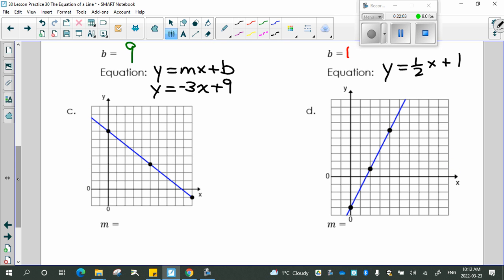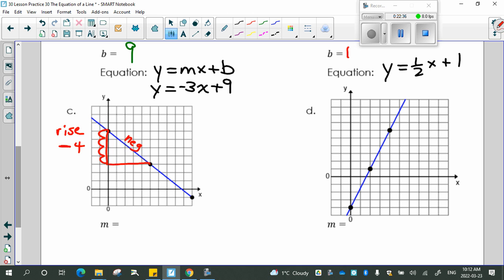Okay, so we have to figure out the slope. I'd be drawing a right triangle, probably, since this is by ones. So I'd be going over here and here and realizing it's a negative slope. Then I'd be counting out my rise, knowing it's going to be negative. It's going to be negative what? Negative 4. Good. So this is my rise.